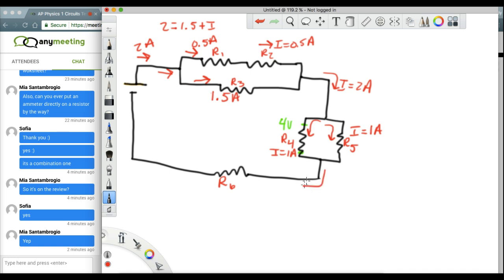Then the current recombines here to be 2 amps again. And the current through R6 is going to be 2 amps as well, because there's no split here, so it has to be 2 amps. So there's a few things that we can figure out.